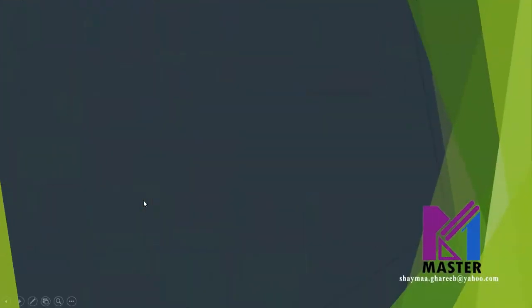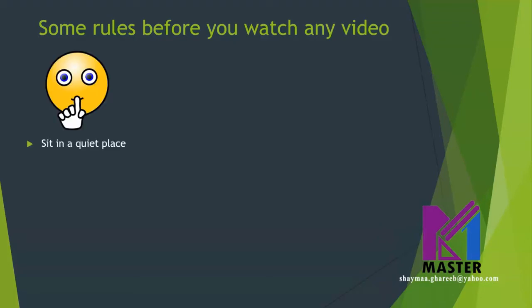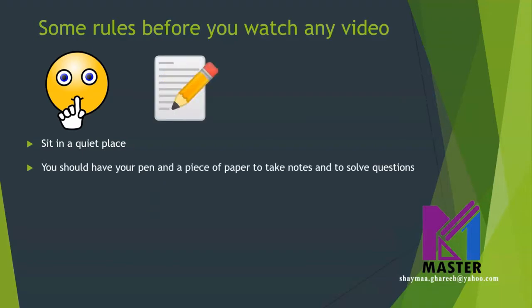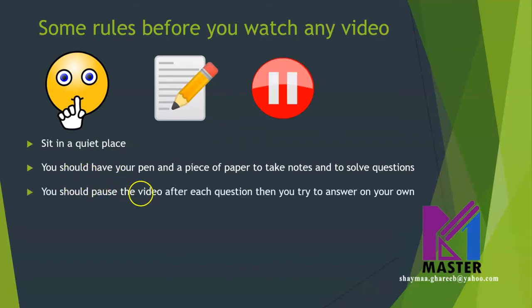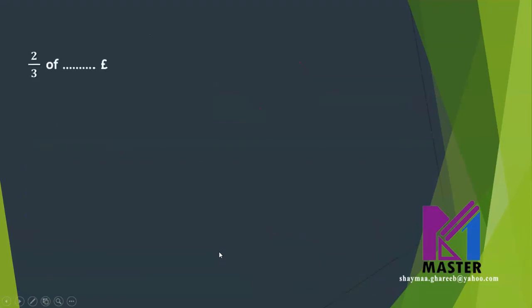Before we start, as usual, let's revise some rules before you watch any video. First, you have to sit in a quiet place. Second, you should have your pen and a piece of paper to take notes and to solve the questions. Then you should pause the video after each question. Then you try to answer on your own. Then you play the video to check your answer and to understand the question in case you get a wrong answer. Are you ready? Let's start.